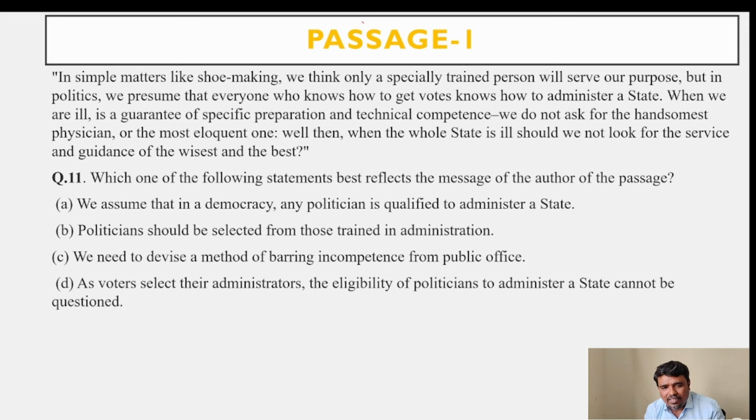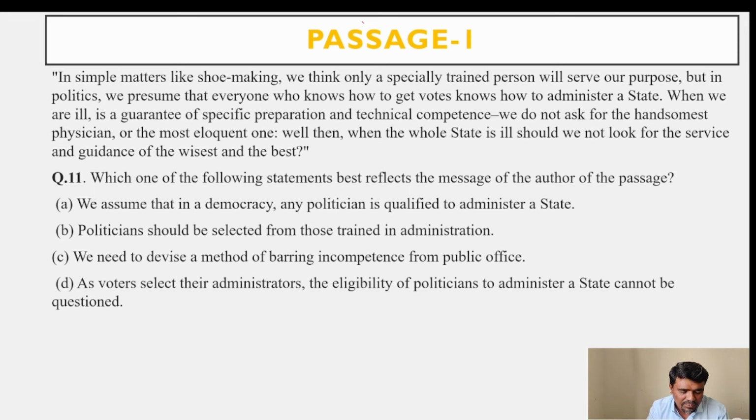Okay, that means the whole idea of the passage is that simply getting the votes, winning the election, is nothing but getting the majority votes. So that is not enough to administer the state. That candidate should be capable of administering the state. So we have to make sure that we elect capable leaders. That's the whole idea of the passage.